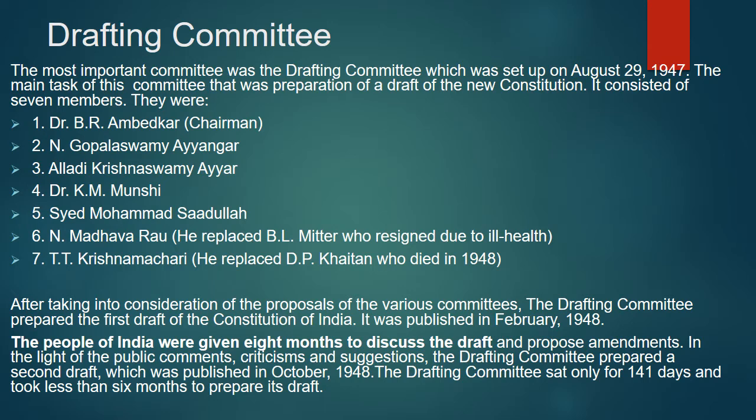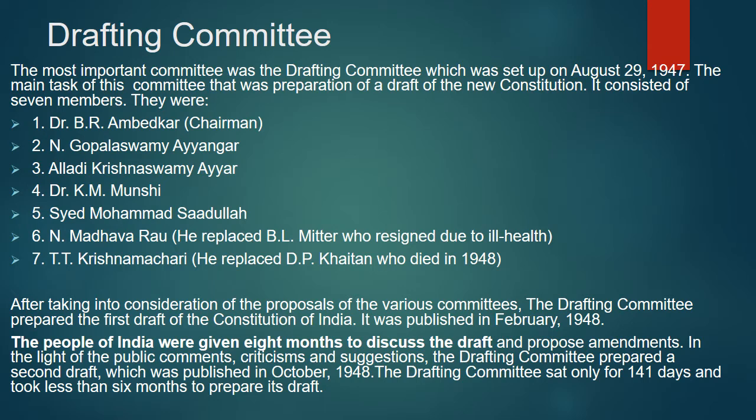There are a total of 7 members in the Drafting Committee. They are Dr. B.R. Ambedkar, Chairman, N. Gopalaswamy Iyengar, Alladi Krishnaswamy Iyer, Dr. K. M. Munshi, Syed Muhammad Saadulla, N. Madhava Rao, T. T. Krishnamachari.